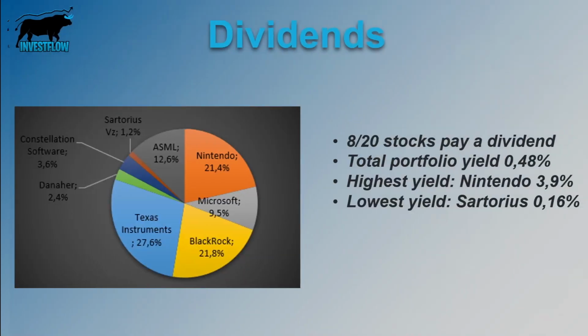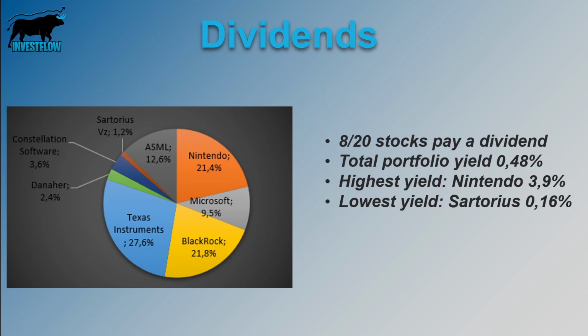I don't focus on dividends, but I do have some dividend paying stocks in my portfolio. Out of the 20 stocks I'm holding, 8 of them pay a dividend. It's not a big dividend though, and my total portfolio yield, so the estimated dividends I will receive in 1 year divided through the value of my portfolio, is only 0.48%. The highest yield here is Nintendo with almost 4%, and the lowest yield is Sartorius with a measly 0.16%.